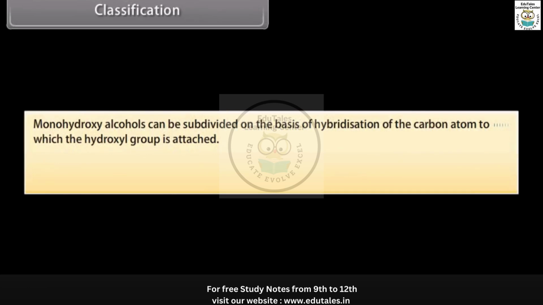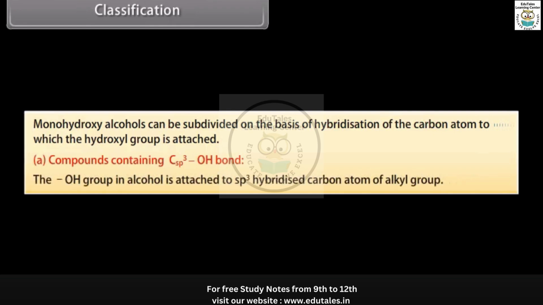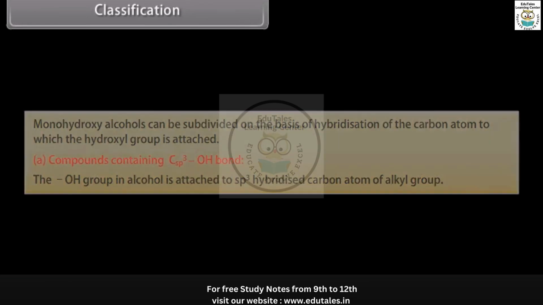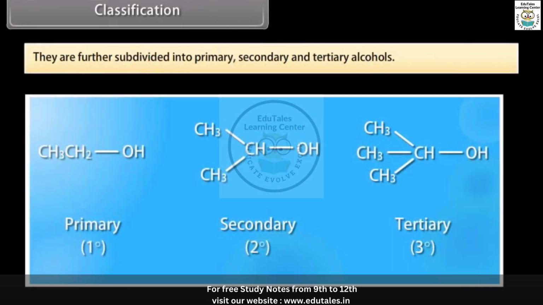Classification. Monohydroxy alcohols can be subdivided on the basis of hybridization of the carbon atom to which the hydroxyl group is attached. Compounds containing sp3 hybridized carbon atom bonded with hydroxyl group. The hydroxyl group in alcohol is attached to sp3 hybridized carbon atom of alkyl group. They are further subdivided into primary, secondary and tertiary alcohols.